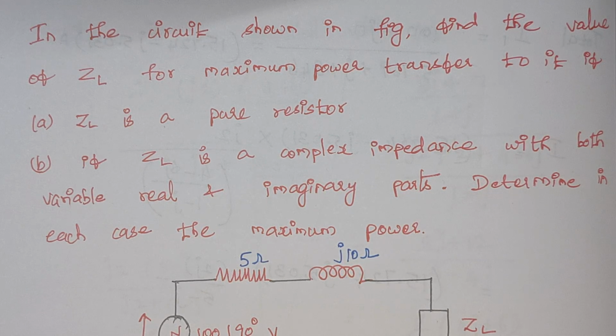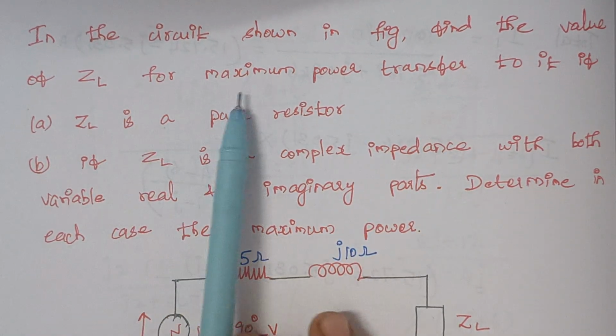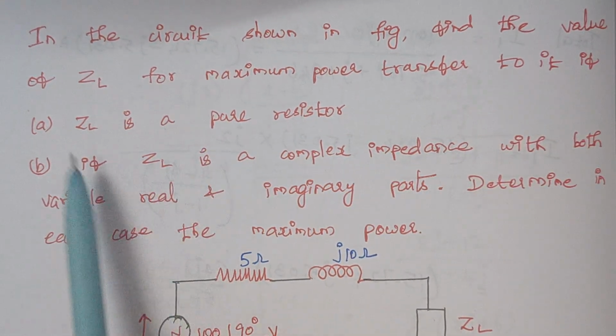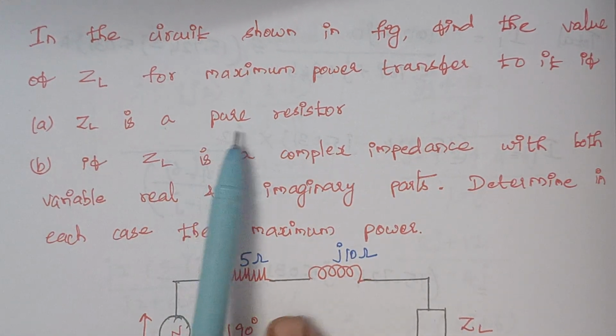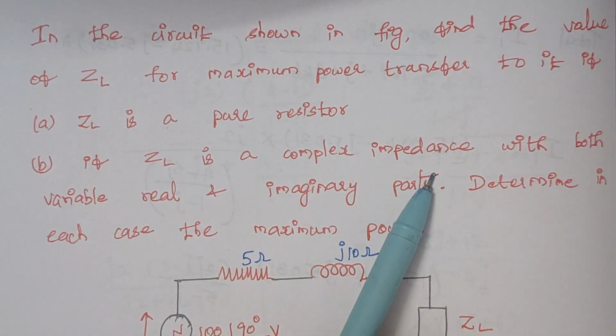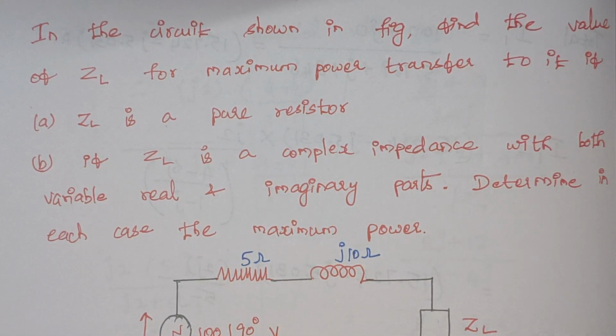Today we are going to solve problems related to the maximum power transfer theorem. The problem is: in the circuit shown in the figure, find the value of ZL for maximum power transferred to it. Two conditions are given. The first condition is if ZL is a pure resistor. The second is if ZL is a complex impedance with both variable real and imaginary parts. Determine the maximum power in each case.